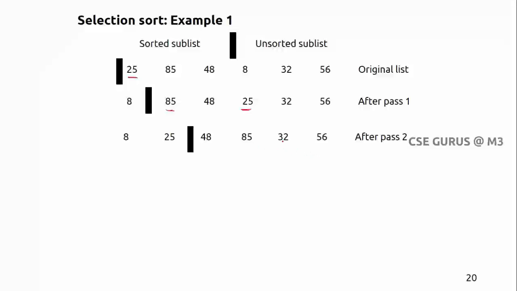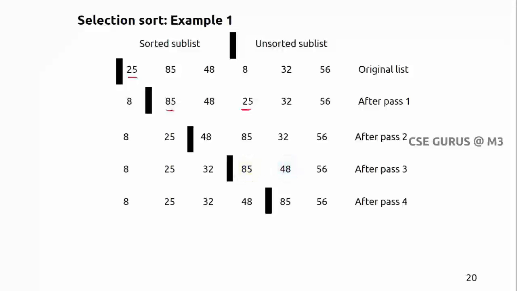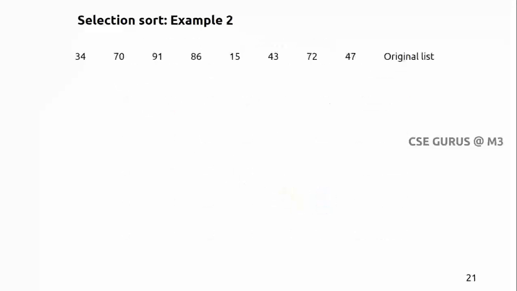Now again from the remaining elements you can see, of course, 32 is the minimum, 48 is the first element in the unsorted part, swap it. Now the separator will be here. Now 85, 48, 56, which is the smallest? 48, yes, fine. So swap with the first element 85. Now the separator will be here. You can see 4 sorted elements, only 2 unsorted. Again you continue, of course 85 and 56, sorted like this.